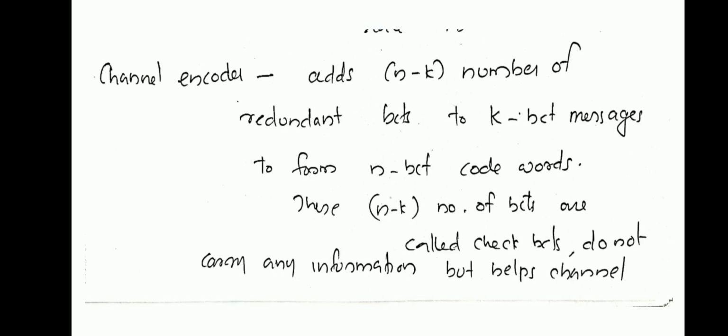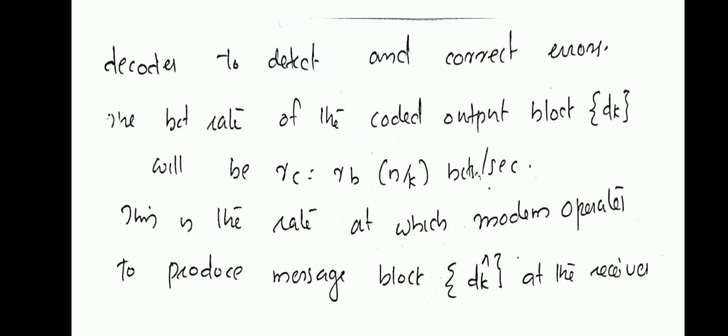So let us see what a channel encoder is. The channel encoder adds n minus k redundant bits to this k-bit message to form an n-bit code word. These n minus k bits are called check bits; they do not carry any information but help the channel to detect and correct errors. The bit rate of the coded output block dk is Rc equal to Rb into n by k bits per second.